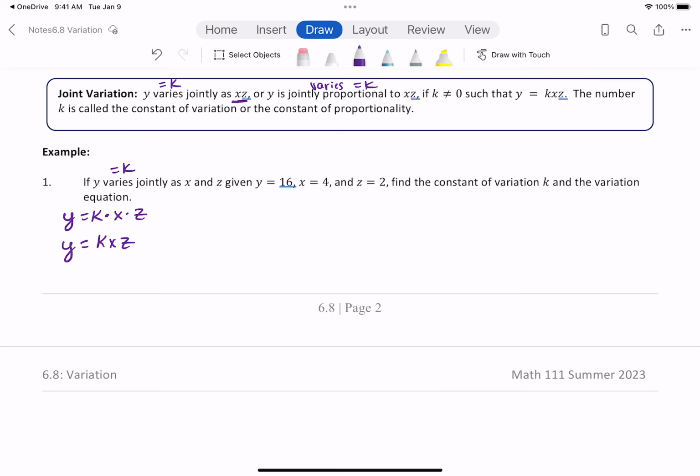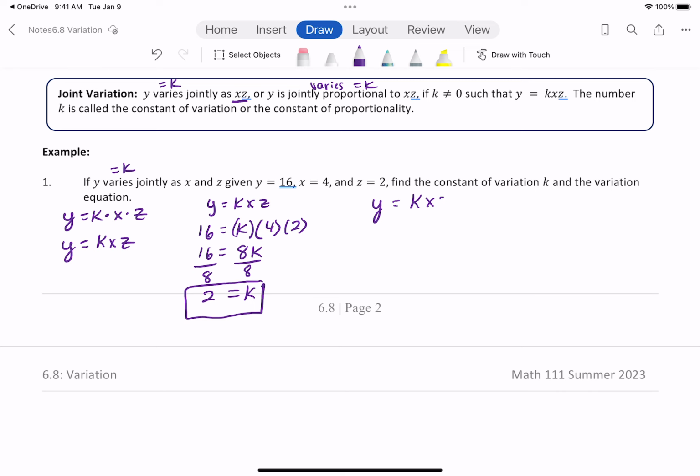And then if we're given that y is 16, x is 4, and z is 2, we can solve for k again. So I'm going to replace y with 16. I'm going to replace x with 4 and replace z with 2. And now we're just going to simplify. So on the right hand side, we're going to have 2 times 4 is 8k. Then we can divide both sides by 8. And I get k equals 2. So that's the first part. We've found the constant of variation.